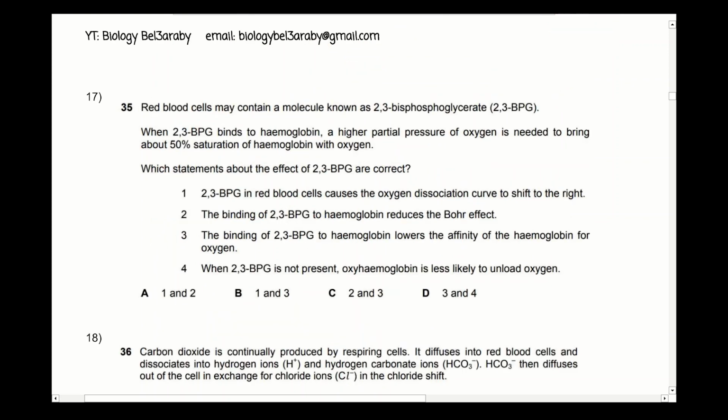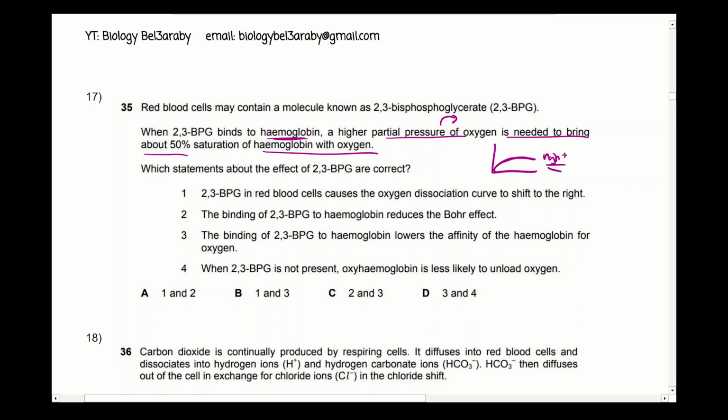Question number 17. Red blood cells may contain a molecule known as 2,3-bisphosphoglycerate. When 2,3-bisphosphoglycerate binds to hemoglobin, a higher partial pressure of oxygen is needed to bring about 50% saturation of hemoglobin with oxygen. Which statements about the effect of 2,3-bisphosphoglycerate are correct? Now, a higher partial pressure of oxygen is needed to bring about 50% saturation indicates that it causes the hemoglobin to have a lower affinity to oxygen. Therefore, the affinity of hemoglobin to oxygen decreases. Therefore, the graph or the oxygen dissociation curve shifts to the right.